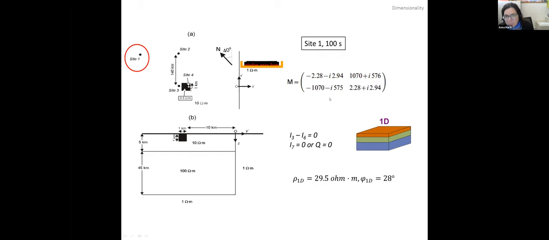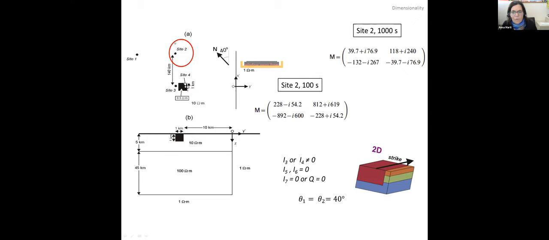Hence, the off-diagonal components of the impedance tensor are much, much larger than the diagonal components, which are practically null. The invariants, all six of them, are zero, and we can obtain an average apparent resistivity of 29.5, which is something in between these two values, and a phase of 28 degrees. And so it's a 1D structure.